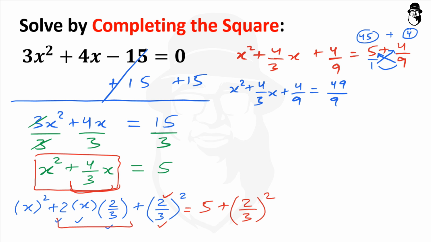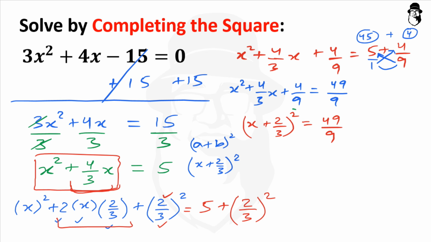And after that, we know that this is a perfect square now. And it is the square of a plus b, and in this case a is x and b is 2/3. So instead of all of this, on the left side we can write x plus 2/3 whole squared, and on the right side we have 49/9.